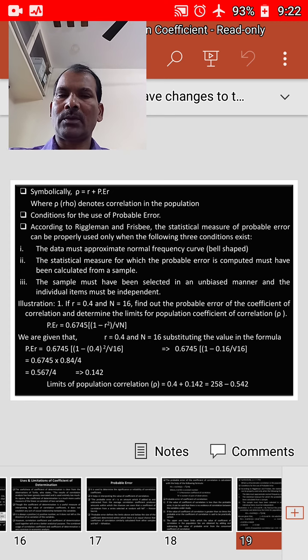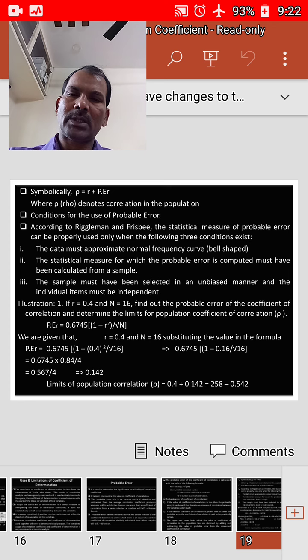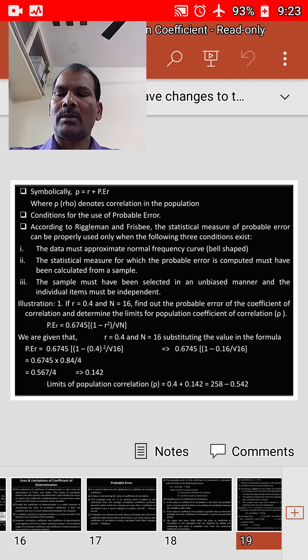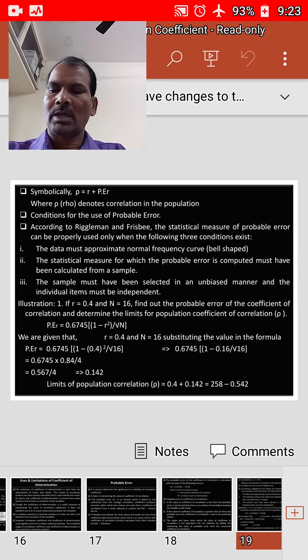Now we substitute the same in the formula, that is 0.6745 into (1 minus r square, where r is 0.4, whole square) by under root 16. That is 0.6745 into (1 minus 0.4 square, which is 0.16) by under root 16, that is 0.6745 into (1 minus 0.16, which is 0.84) by under root 16, which is 4. Then 0.6745 into 0.84 is 0.567, by 4. This is equal to 0.142.